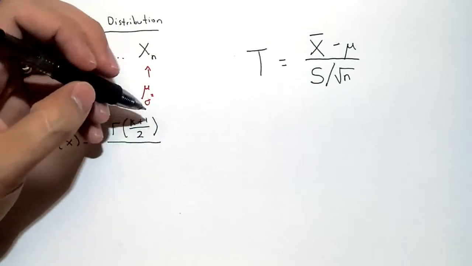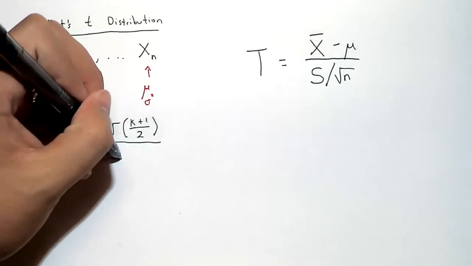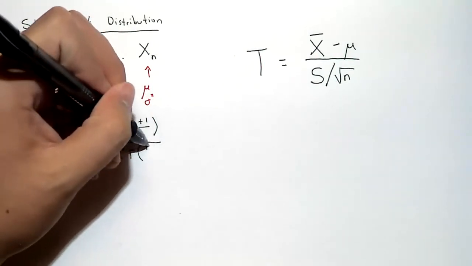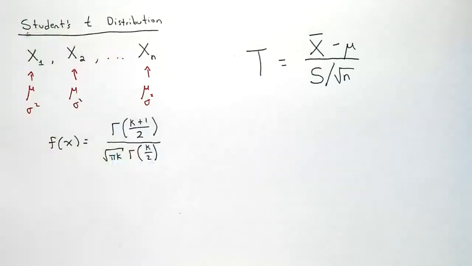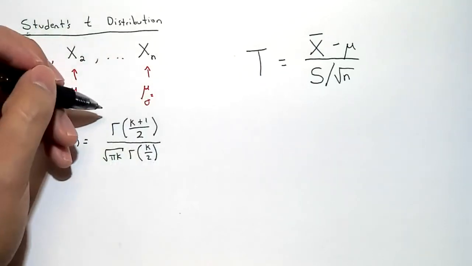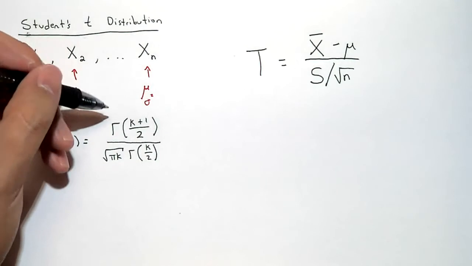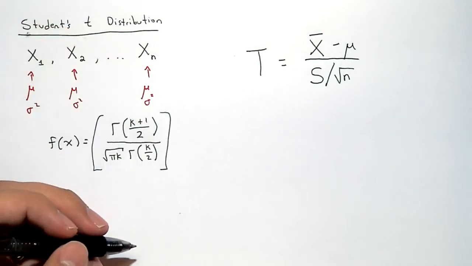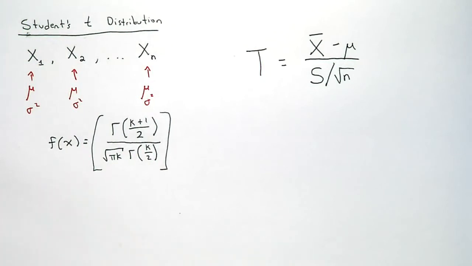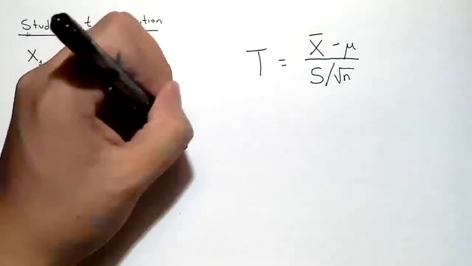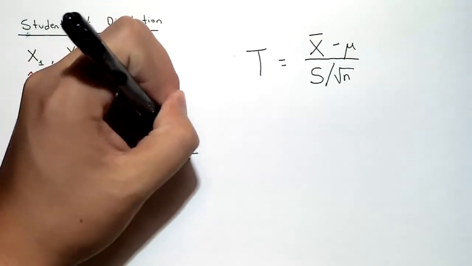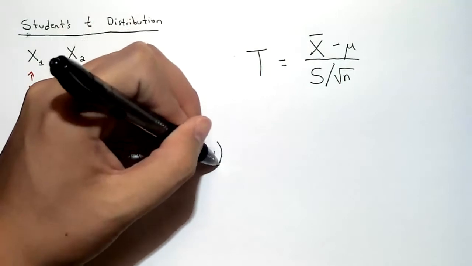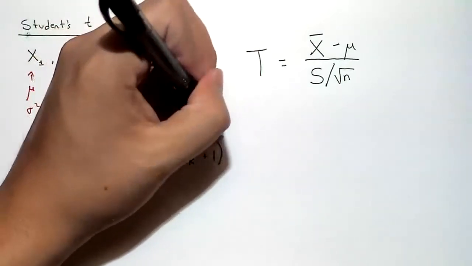Divided by square root of pi k times the gamma function of k over 2. All of this is then multiplied by 1 over (x squared over k plus 1), elevated to the power of (k+1)/2. It's a really long equation, as you can see.